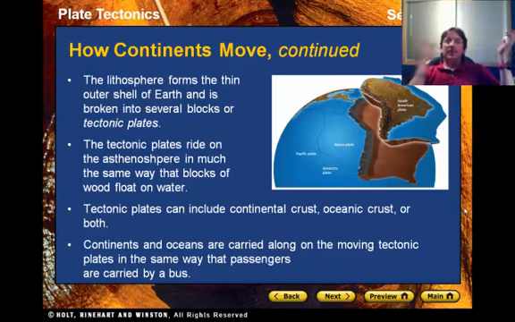The tectonic plates can include continental crust, oceanic crust, or both. So these plates, we can get parts, and I'll show you that in a minute. And they're carried along the plate the same way they use the example passengers on a bus. I don't really like that one either. Let's talk about the fact that since it moves, anything that moves underneath it is going to carry it along. Okay? So, I guess passengers on a bus.